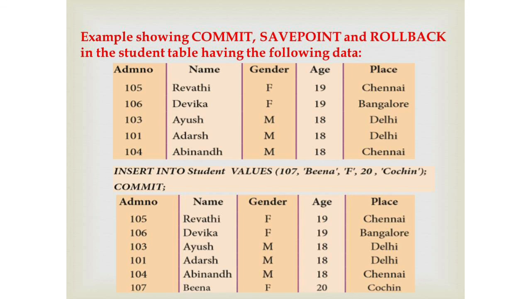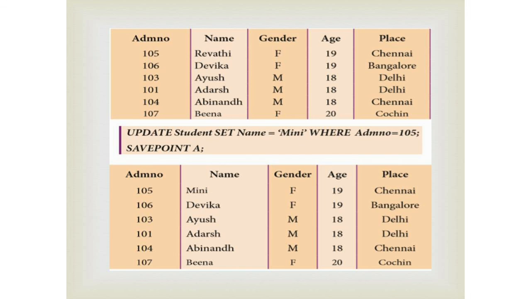See, 105 Revati is there, 106, 103. Then what I have inserted, 107, right? So at last 107 Beena, female, 20, Cochin was inserted in the student table. Okay, now we'll see how to perform the savepoint command.